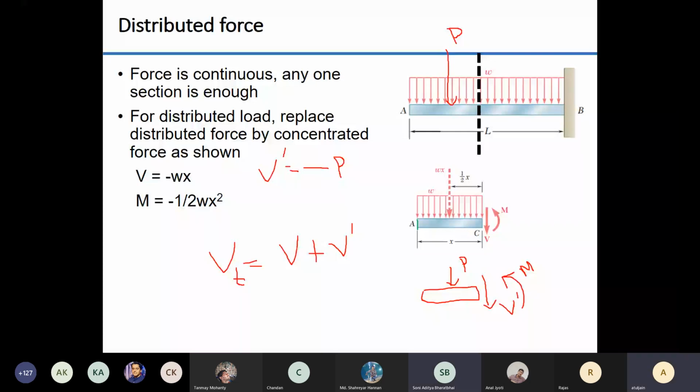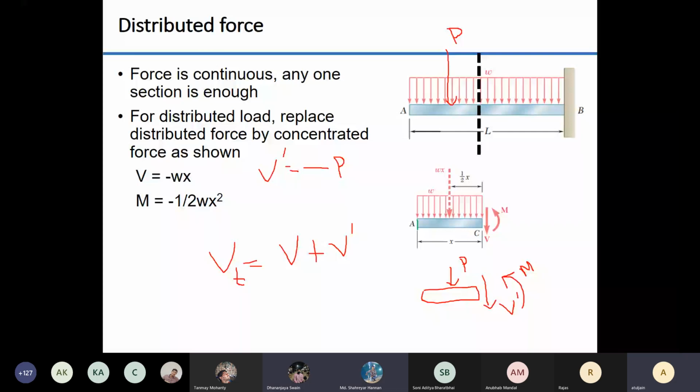Okay, sir. Got it. Okay, so now, sir, can you add the graph for the moment, the BMD also? Everything is linear, na? Why can you not add? Everything is linear.